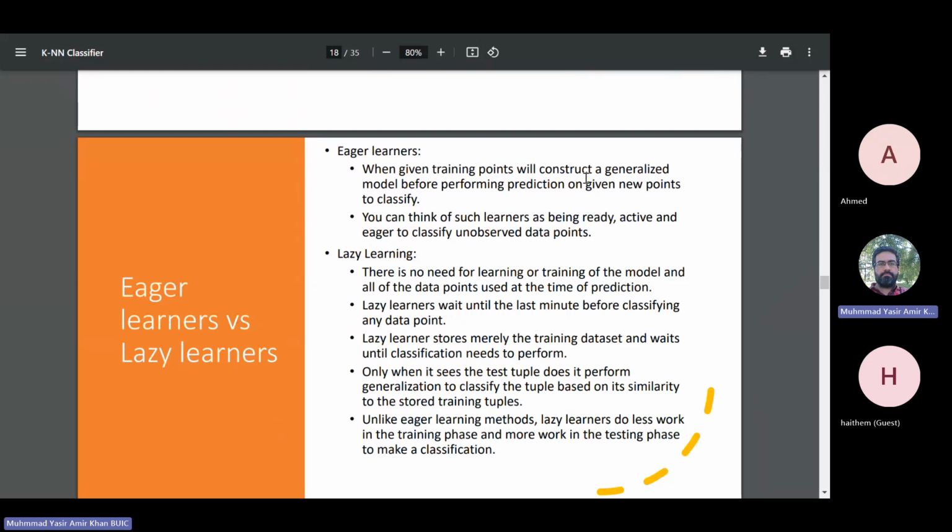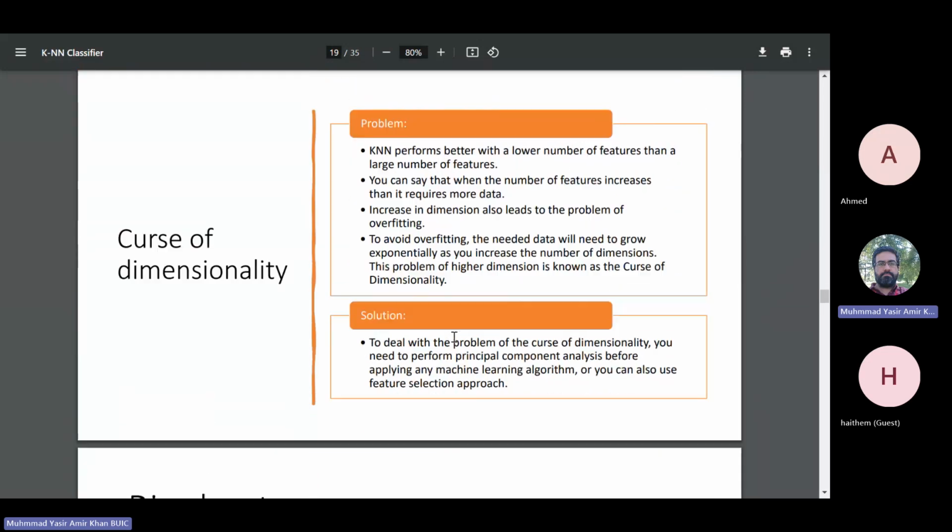Whereas the lazy learning algorithms are such that they don't need learning or training of the model for all the data points used at the time of prediction. Lazy learning algorithms wait until the last minute before they classify any data point. So when you give them data, they wait and then they start working when you give them data. So they have to work harder than the eager learning algorithms. Lazy learners store merely the training data set and wait until the classification. So in lazy learners, they just store the data set given to them. They don't need to store anything else. They just store the data set and then use that to classify.